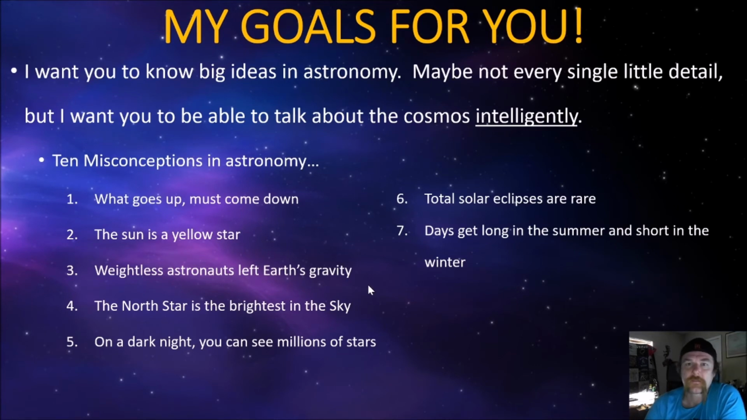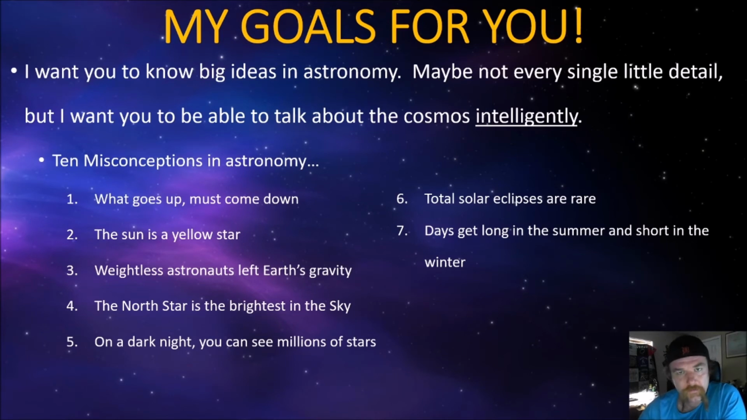Days get long in the summer and short in the winter. A lot of people think that. However, the longest day of the year is actually the first day of summer, which means the second day of summer is a little bit shorter. The third day of summer is a little bit shorter. And the fourth day of summer is a little bit shorter. As summer moves on, days are actually getting shorter.